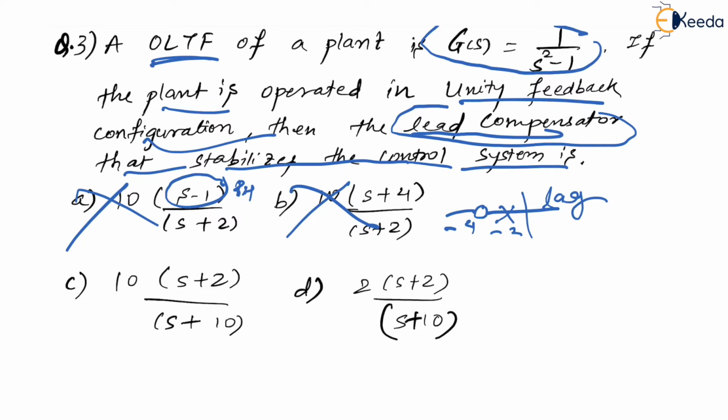Now, if you think of C and D, both are lead. C is also lead, D is also lead, but what is the change? Here you have 10 and here you have 2, right? Which means I need to apply the Routh-Hurwitz criteria and try to find this value of k marginal. Let us try to do that and see what happens.